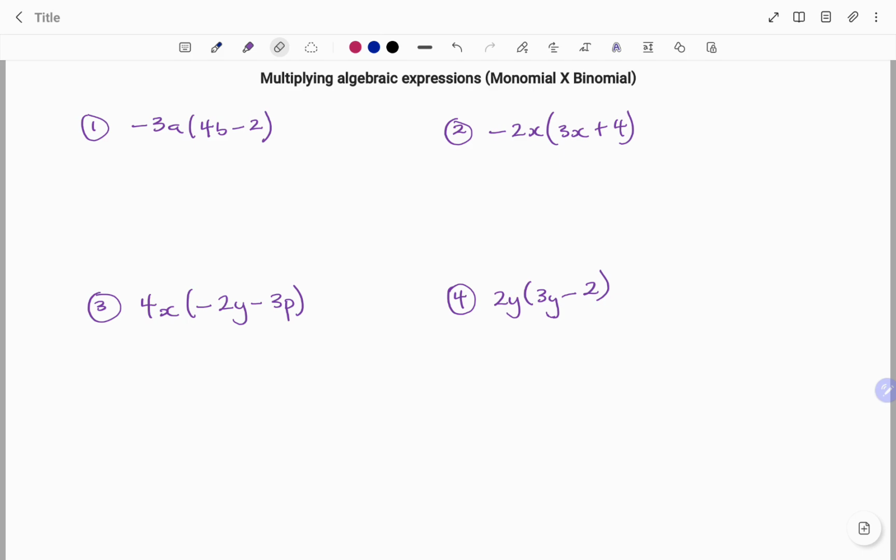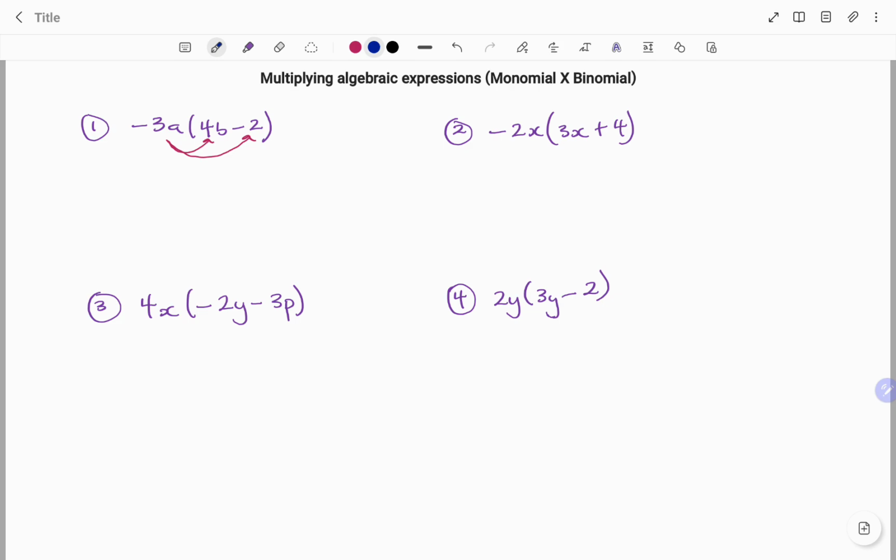In these examples, we're going to be multiplying monomial and binomials. In the first example, I have minus 3a multiplying in the bracket 4b minus 2. That's the binomial that's having two terms. The term outside, that's my monomial, is going to multiply all the terms in the bracket. We are going to be using the distributive property.